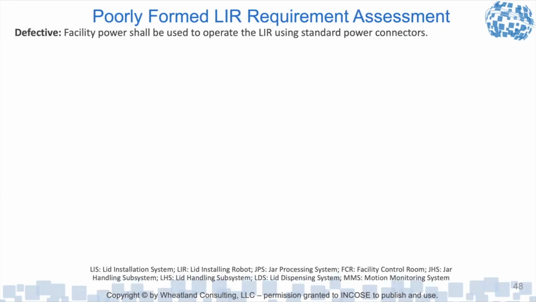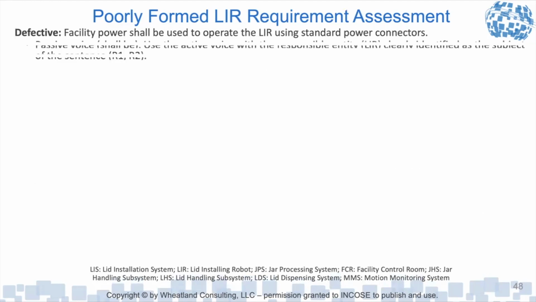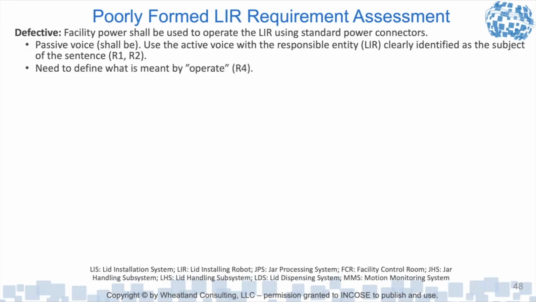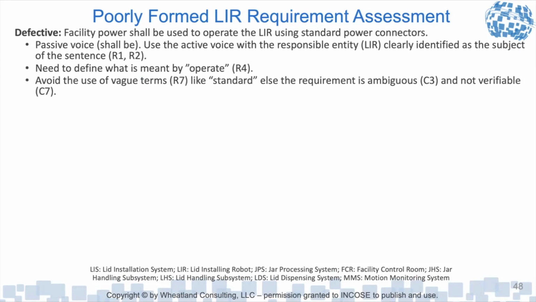The facility power shall be used to operate the LAR using standard power connections. So, passive voice: we want to use active voice with the responsible entity clearly identified as the subject of the sentence. We need to define what is meant by operate. Avoid the use of vague terms like standard, else the requirement is ambiguous and not verifiable.